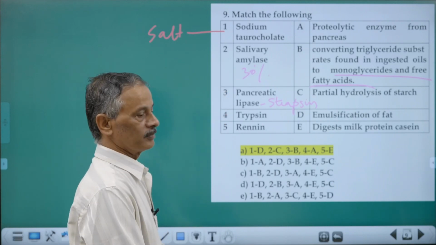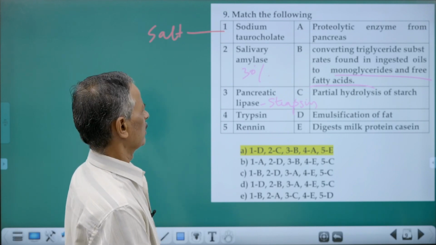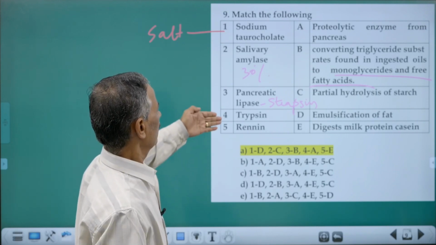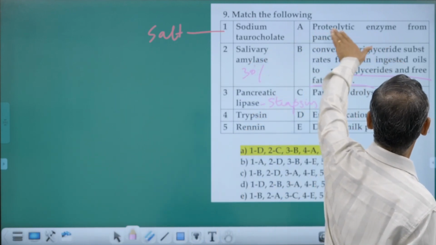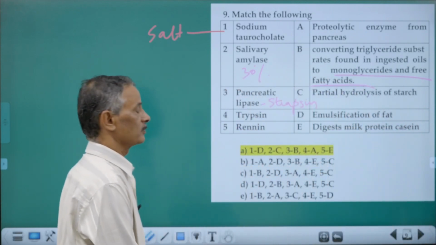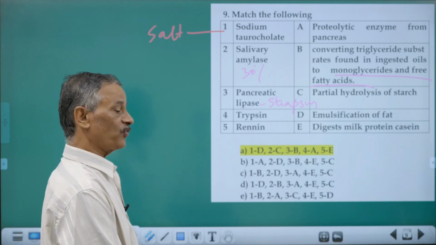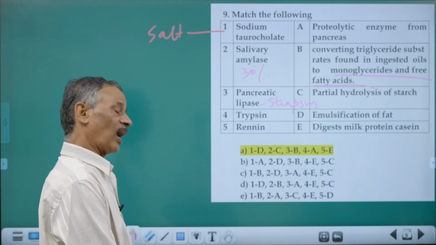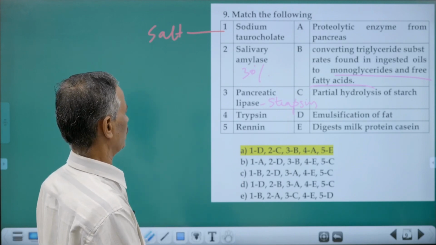Then trypsin. Trypsin and pepsin are protein digesting. They are all responsible for the breaking down of protein. Trypsin is a proteolytic enzyme present in pancreas. Pepsin is present in gastric juice. What is the main difference? Pepsin acts in acidic medium, whereas trypsin acts in highly alkaline medium.